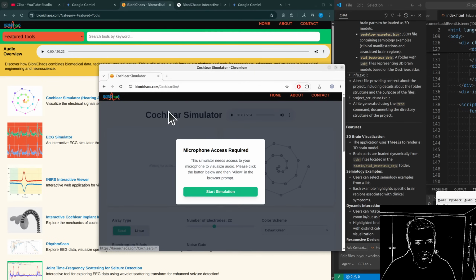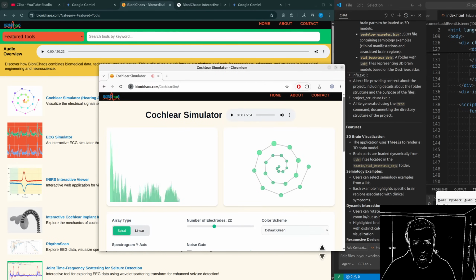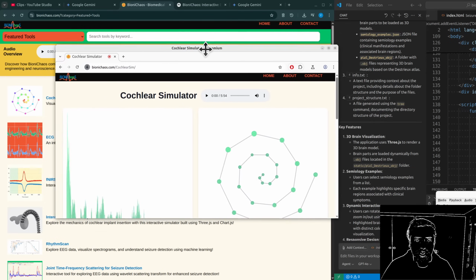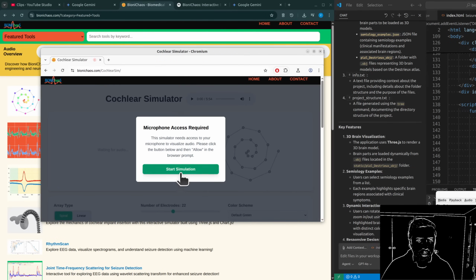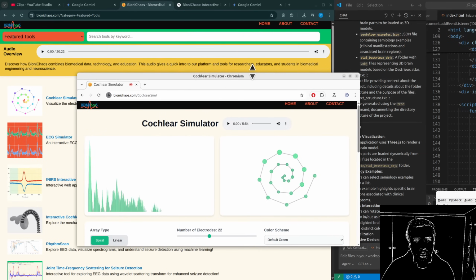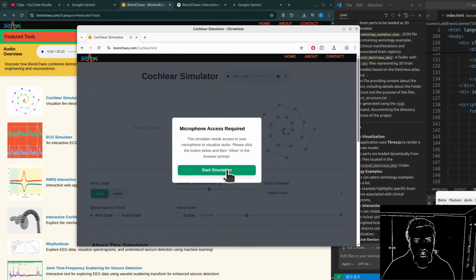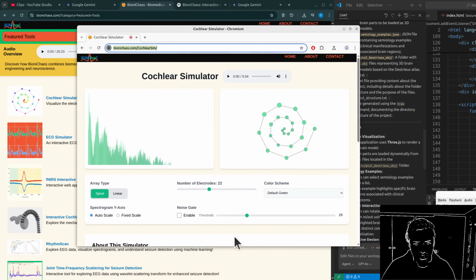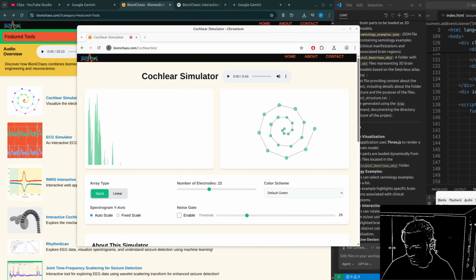Leaving it as is. Yeah, you got the Cochlear implant simulator. That's probably one of the more useful tools. Meant to scale to the screen. Yeah, it kind of does it. Having trouble sometimes. But go check this one out as well. There should be an audio description on all the tools now.